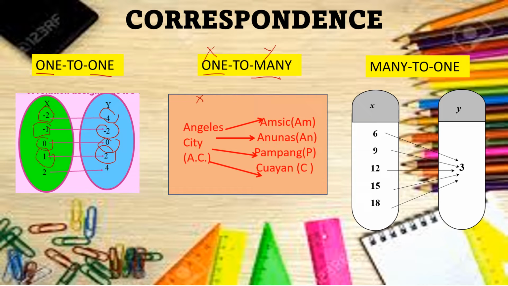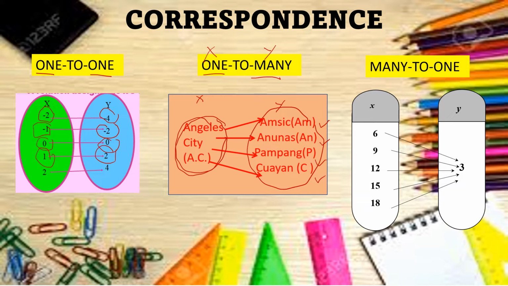In this case, I have only one value for x, which is Anguilla City, and then I have many values for y, which are Amsik, Anunas, Pampang, and Quayan. This is 1x and many y.